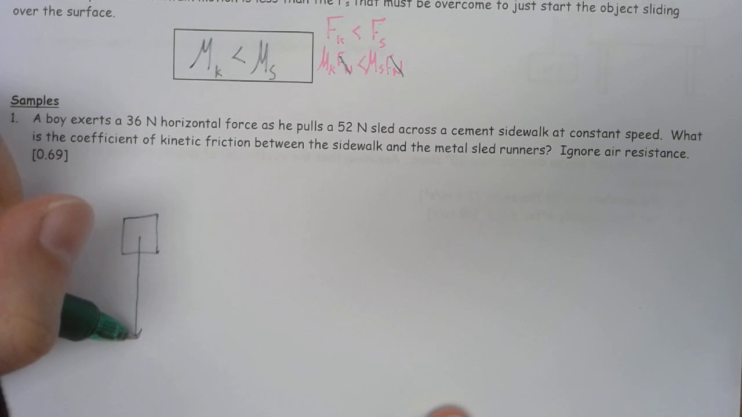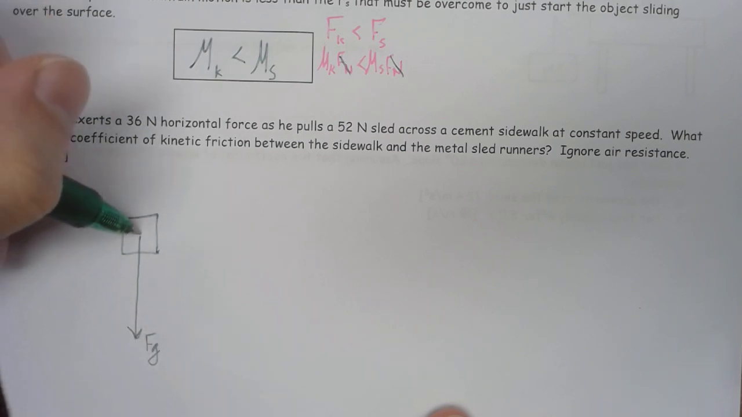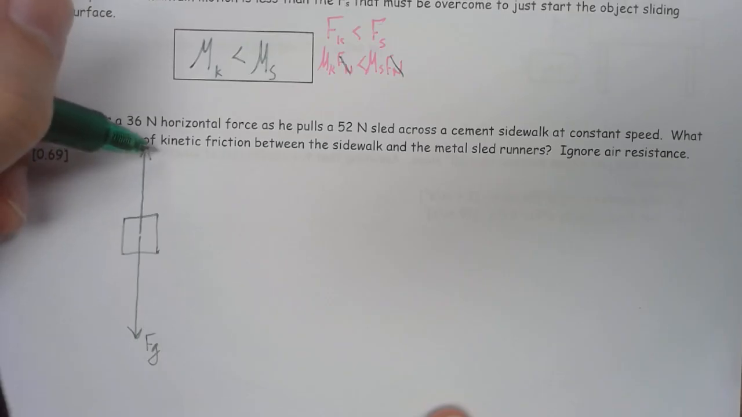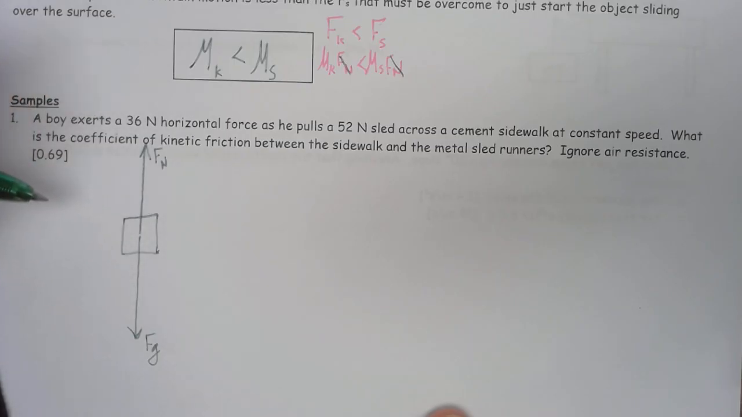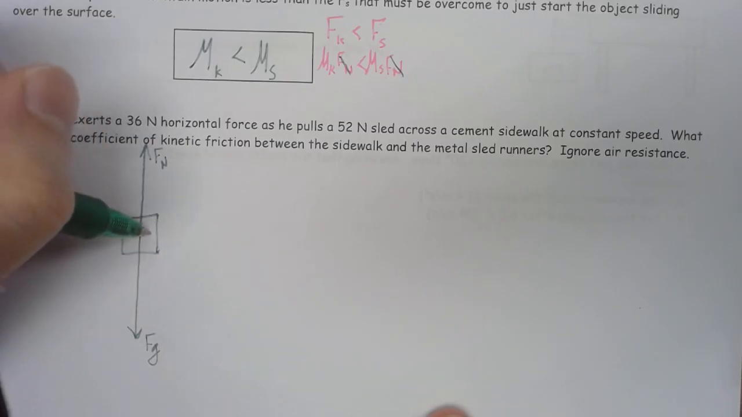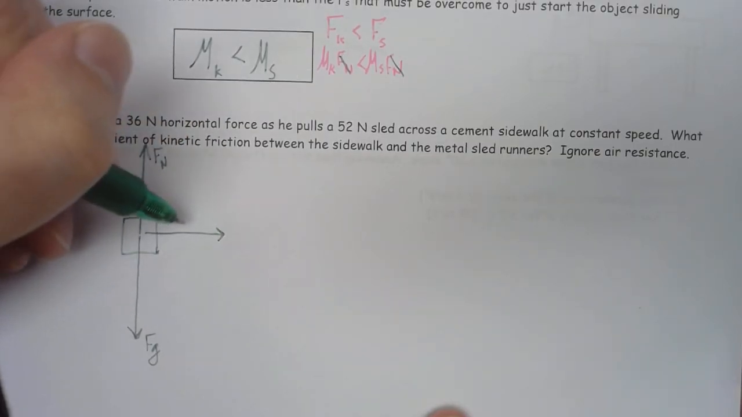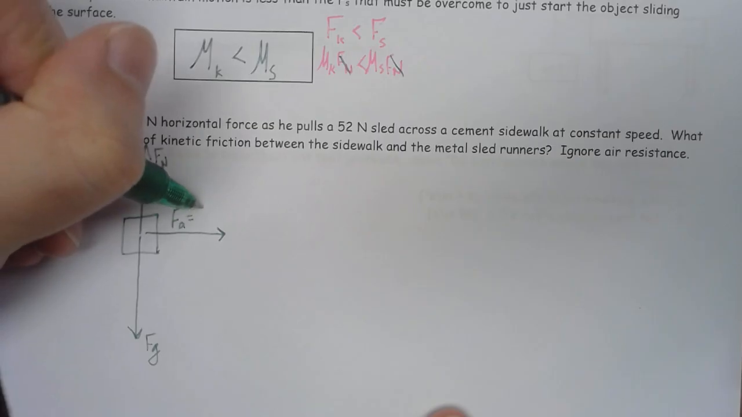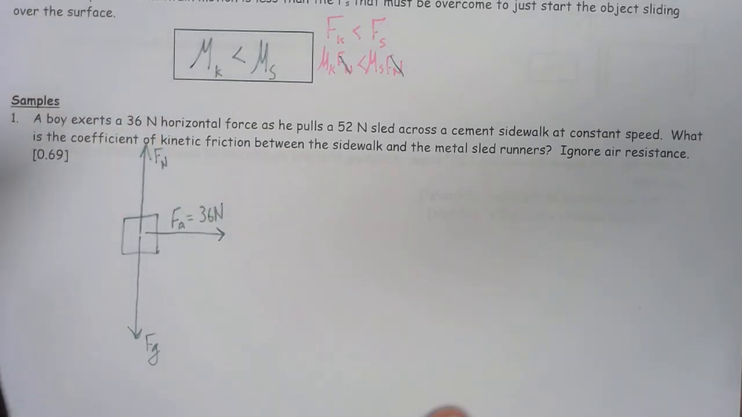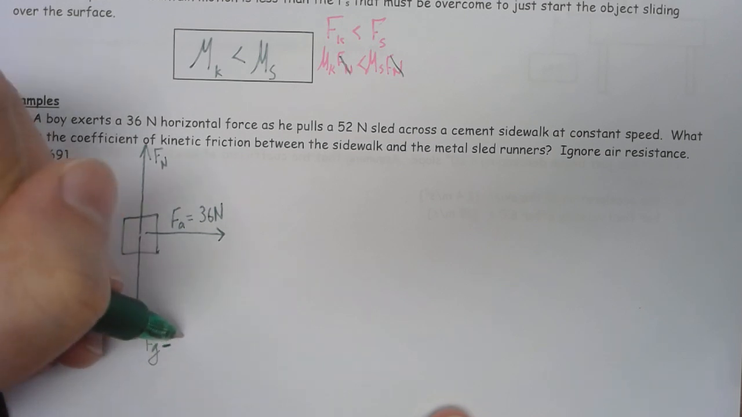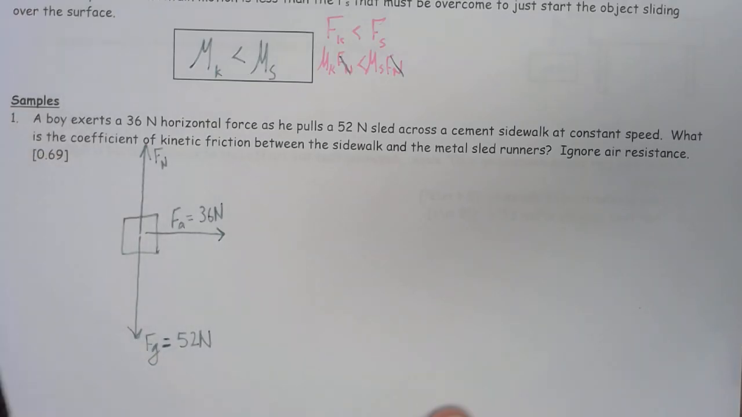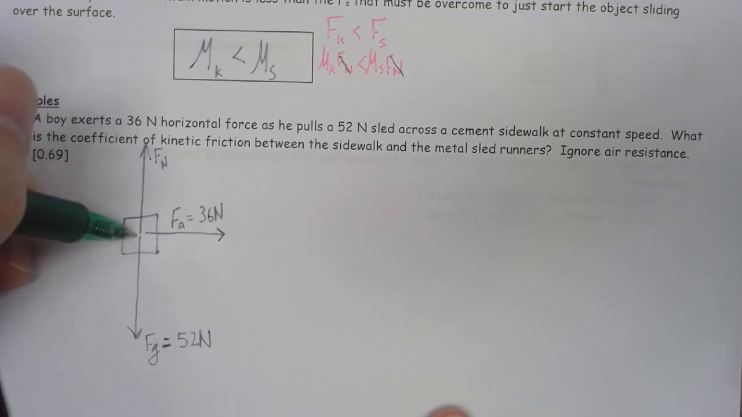So downward we have the force of gravity, and upwards we have force normal. Does it move up nor down? Okay. What do we have side to side? Okay. What do you want to call that 36 newtons? Okay, so we have force applied equals 36 newtons. What's this 52 then? It's the weight. So I already multiplied my mass times gravity and went ahead and told you 52 newtons is the force due to gravity, right? Or the weight.